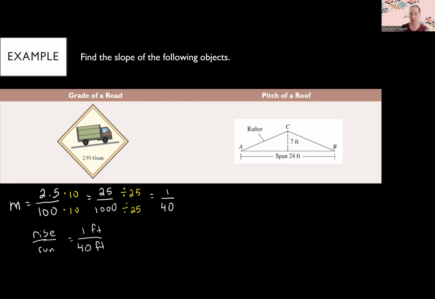What they'll normally do is they'll go the opposite direction. They'll measure the rise over the run, and then they'll put that into decimal form. So 1 divided by 40 in decimal form is 0.025, and then they'll convert that to percent by multiplying by 100. So that's what grade of a road is. These are interchangeable concepts in a way, that the percent is related to the slope when you're talking about grade of a road.